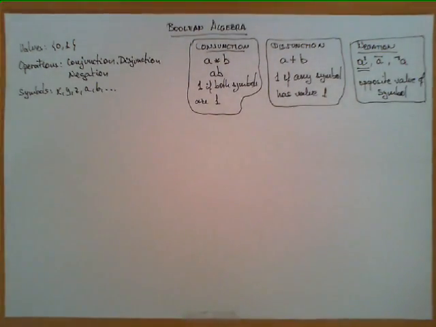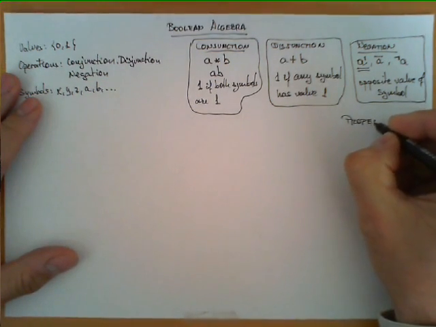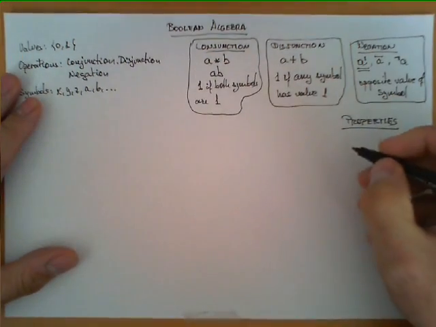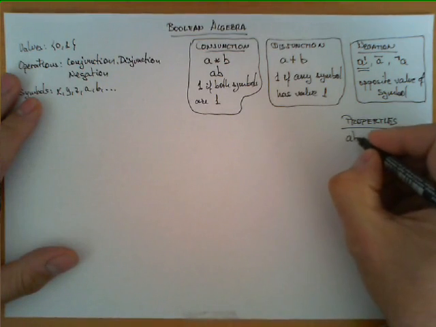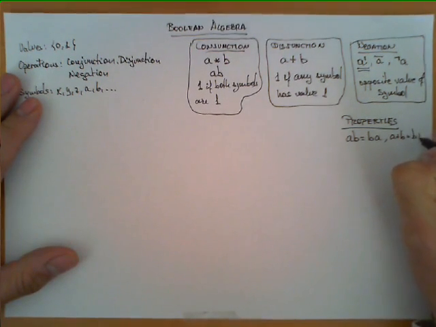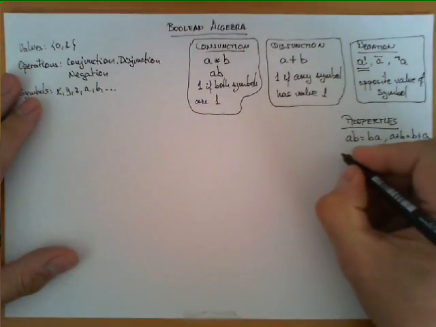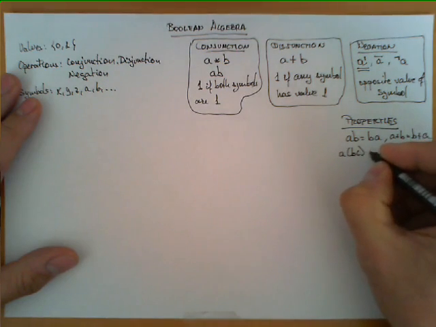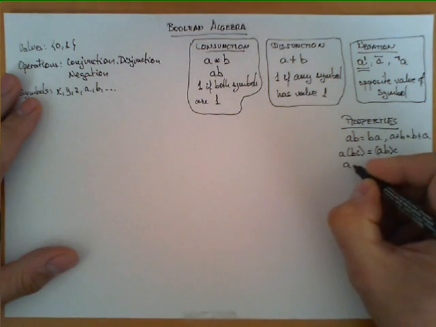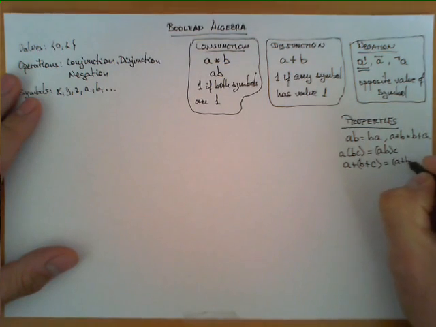These operations have some properties that are fairly common. The first one is that both conjunction and disjunction are commutative. So A times B is equal to B times A, and A plus B is equal to B plus A. They're also both associative, so A times B times C is equal to AB times C, and also A plus B plus C is equal to A plus B, plus C.